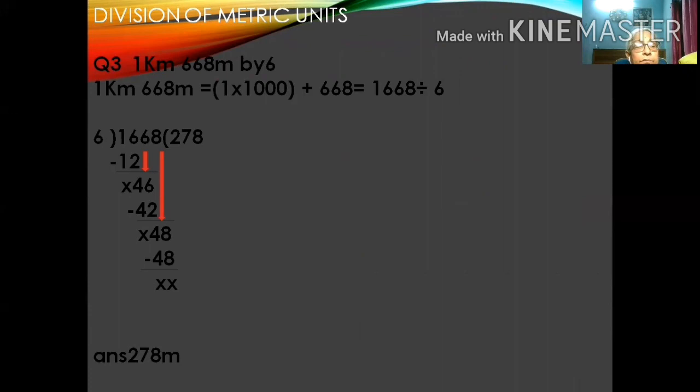So let us divide. 6 twos are 12, then 4 is coming down, 6 is coming down, 46, 6 sevens are 42, 4 is remaining, 8 is coming down, 48, 6 eights are 48. So the quotient is 278 meter. Now 278 meter is less than 1000, so we can keep it as meter, no need of changing. So this is the answer, only 278 meter.